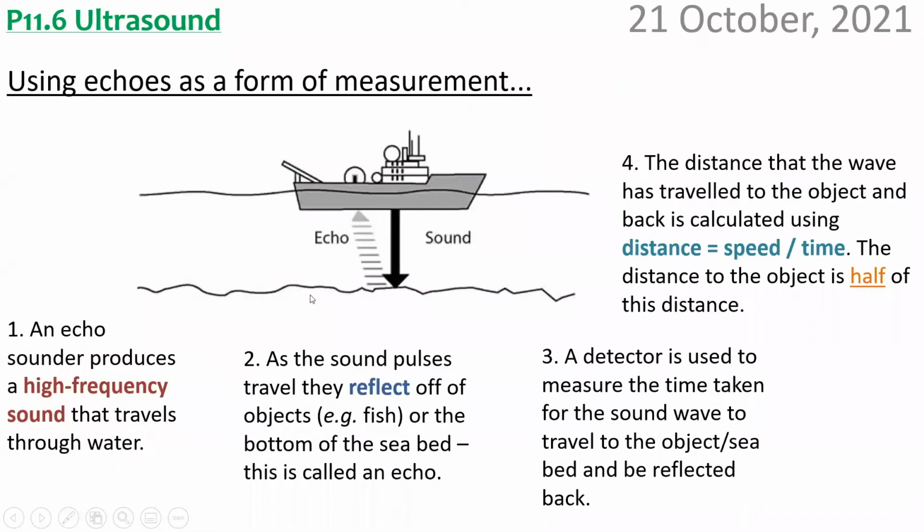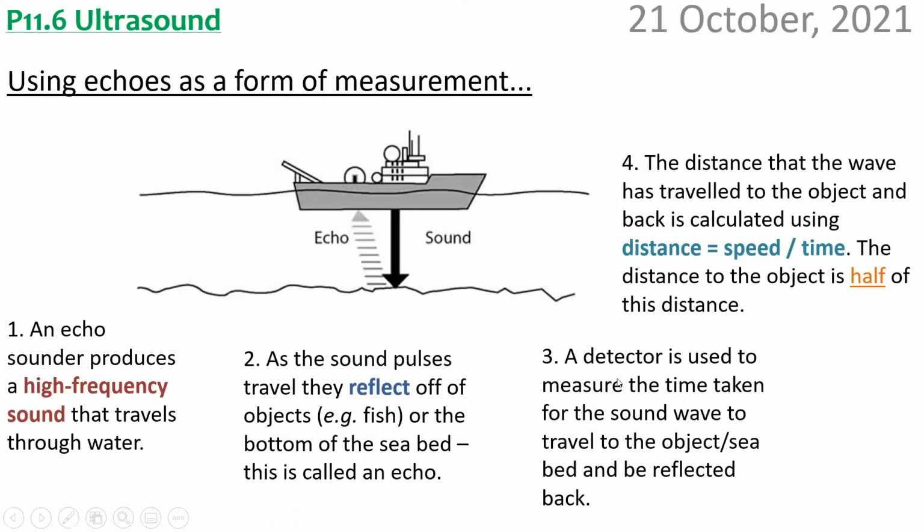Okay. So also boats can use, you may have heard it as using echoes or echolocation. An echo sounder produces high frequency sound, again ultrasound, that travels through the water. As the sound waves travel, they reflect off objects, so fish or the bottom of the seabed. This is called an echo, because they bounce back.